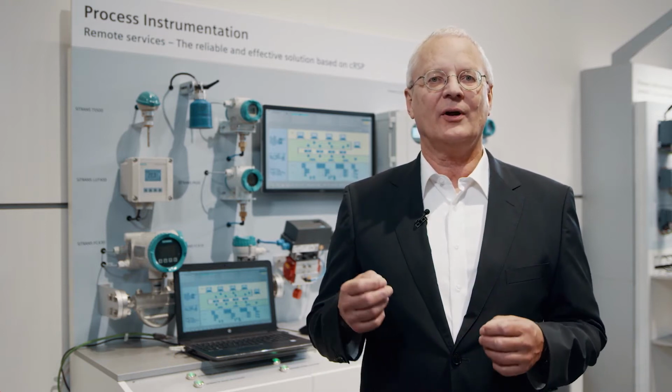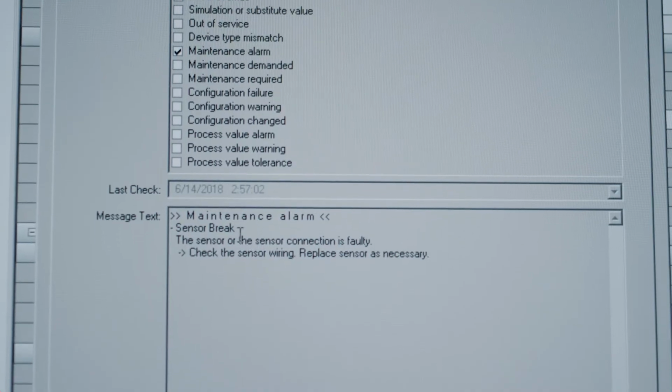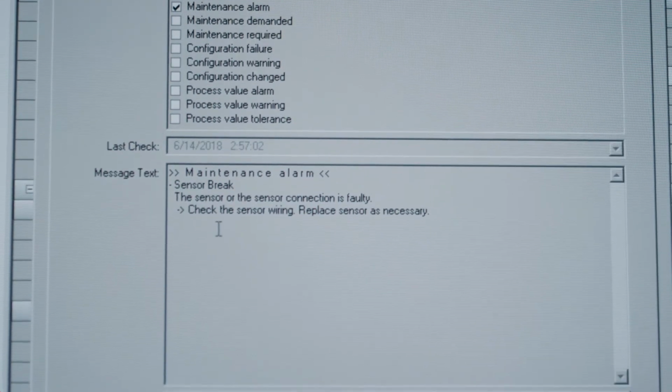The availability of a plant is of the highest importance for operators. An unplanned plant shutdown, in particular, can cause enormous costs. The reason can, for example, be an error at an important measuring point. So the question arises, can digitalization help in this case?